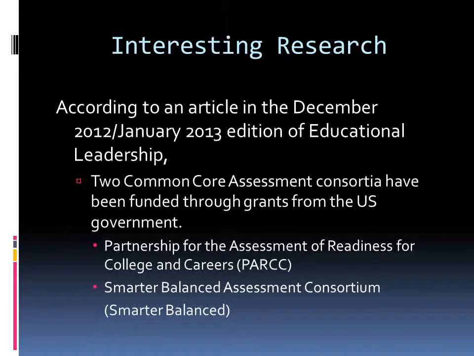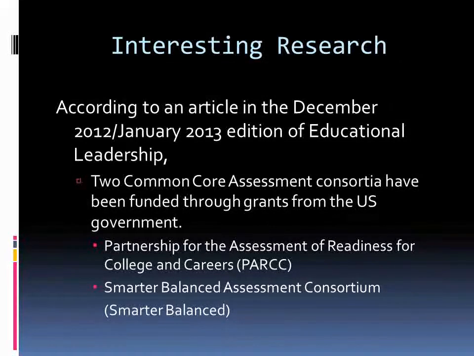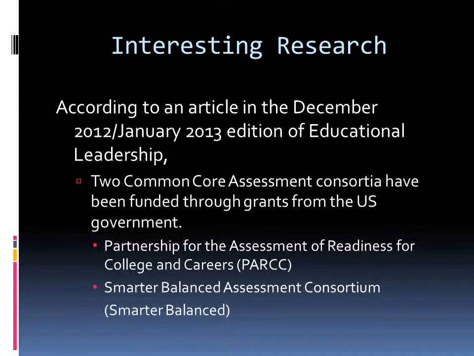Also, according to an article in Educational Leadership, there have been 2 Common Core Assessment consortia, and they've been funded through grants from the U.S. government. The government chose to do two so that people didn't say, hey, you're making us go this way, you're making a national curriculum, and so on and so forth. The first one is the Partnership for the Assessment of Readiness for College and Careers, or PARCC. And then the other one is called Smarter Balanced Assessment Consortium, or Smarter Balanced.